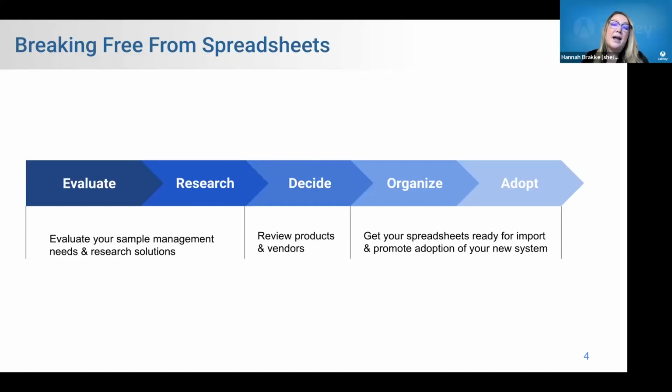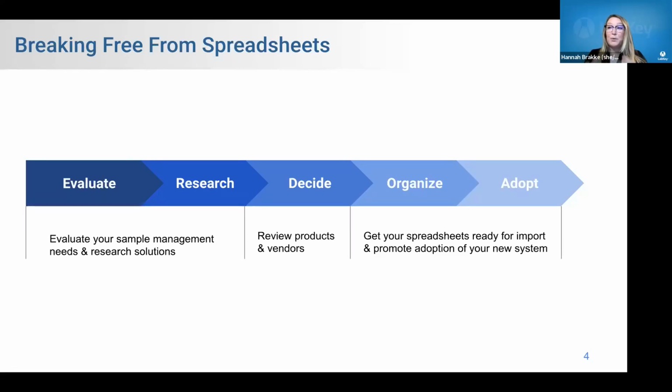So I'm going to be sharing some tips on this today with you, but generally it can go into 5 major steps. You want to be able to evaluate your sample management needs and see where you're at with spreadsheets. Researching solutions that are actually going to be useful for you, and the right size of a solution as well, is going to be important. Making a decision and choosing the right vendor is that third step. And then you actually have to do the work or hire someone to do the work to get your data into that system. So organizing your data, cleaning that data and getting it in.